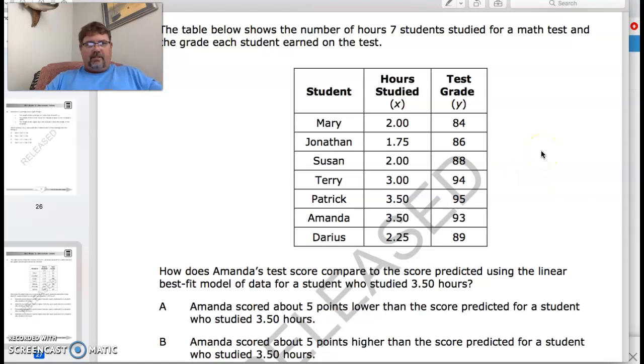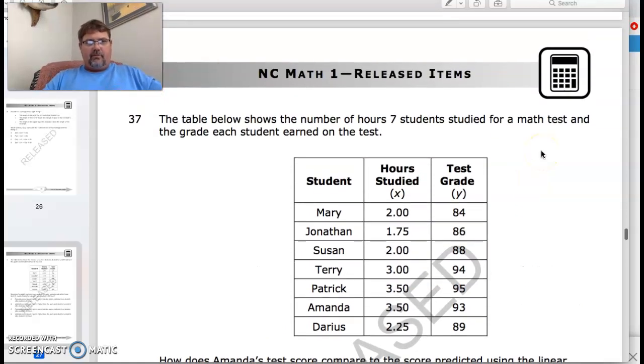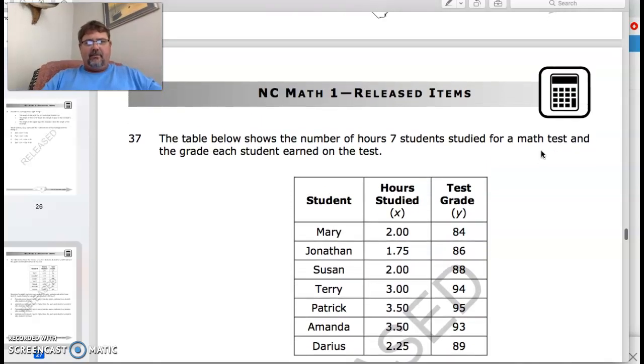Hey guys, this is the second one I wanted to do here, number 37, and it's another problem we can do with that regression style. Even if it's not calling for the words exactly linear regression in the problem, you can use these techniques. And anytime you have a linear model you need to make and you've got multiple data points like this, you can use that technique as long as it's calculator active.